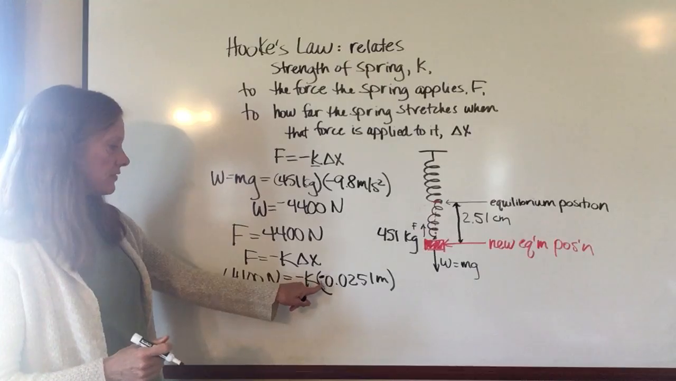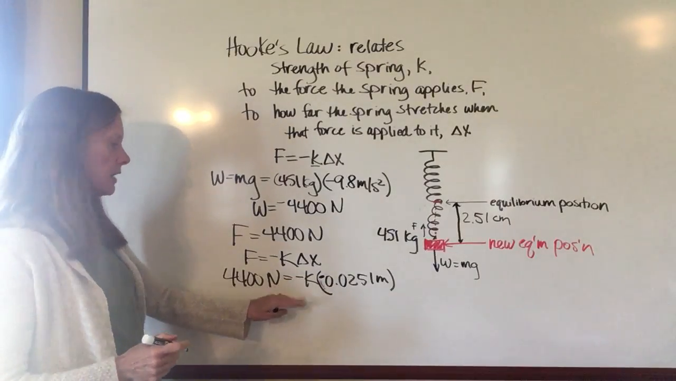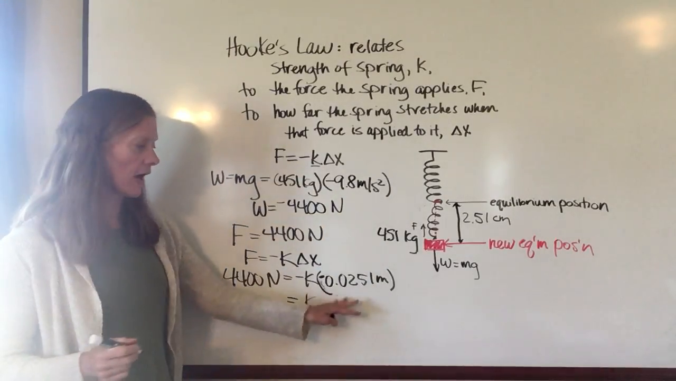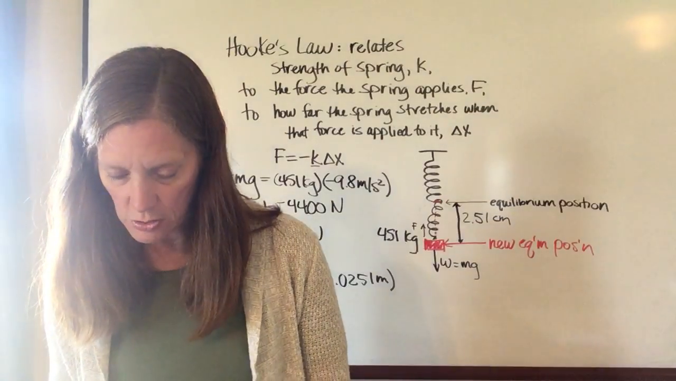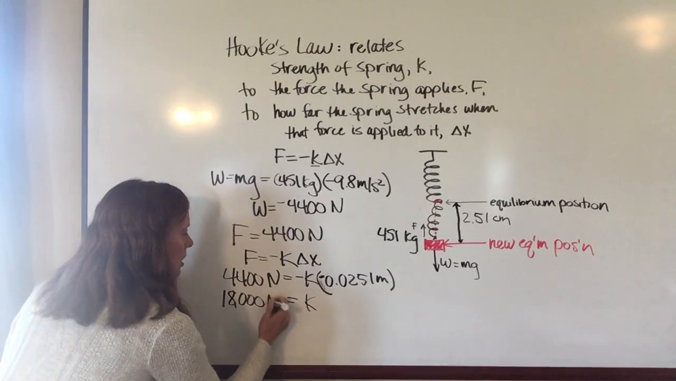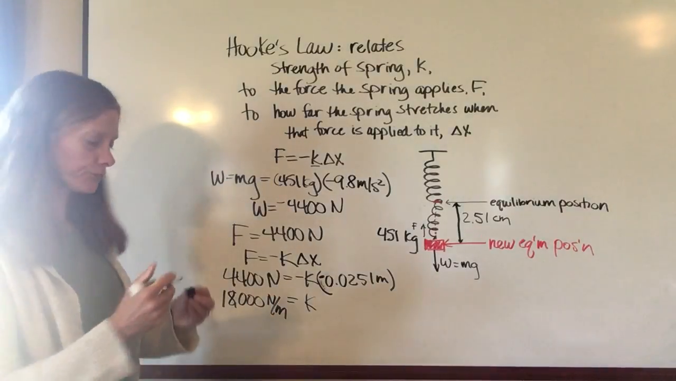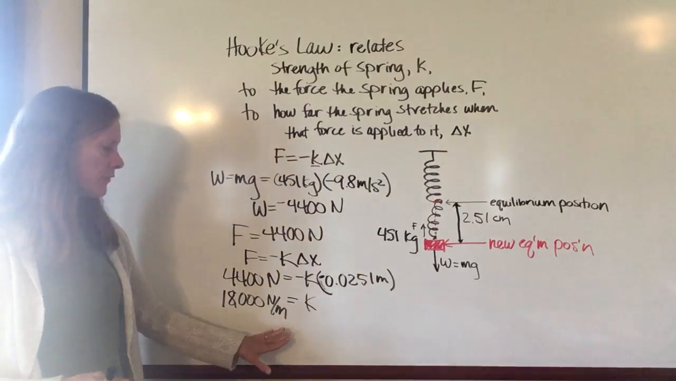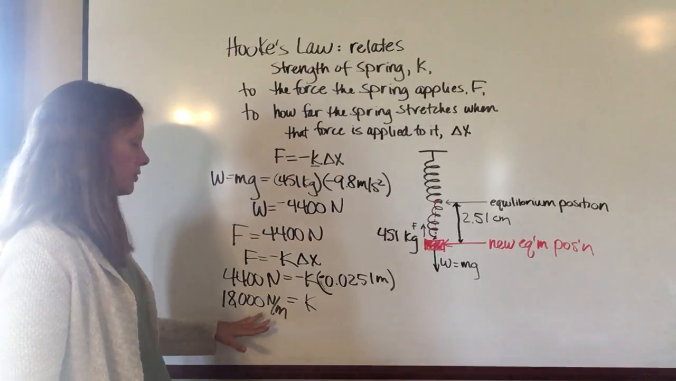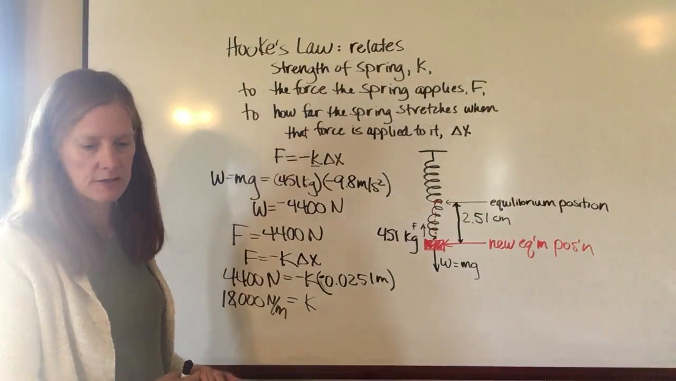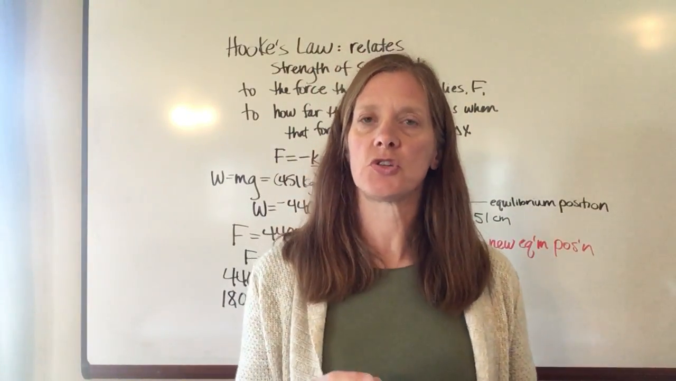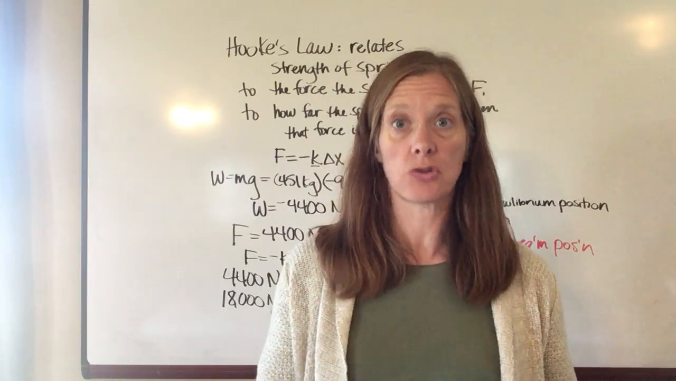Then, as you can see, these two negatives are going to cancel one another out, and the spring constant is going to be positive. And so when I take 4,400 and divide it by 0.0251 meters, that's going to give me a spring constant of 18,000 newtons per meter. So what that tells me is that for every meter that the spring stretches, the spring is going to exert a force of 18,000 newtons. Okay, that is a very strong spring, and the spring constant, if it were smaller, would just indicate that the spring is not exerting as large of a force.